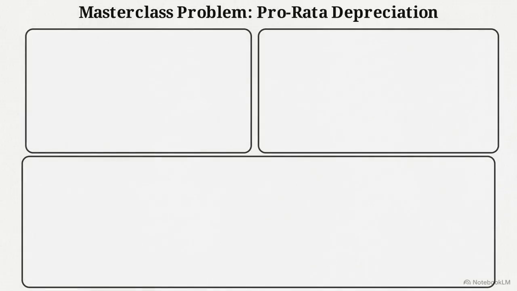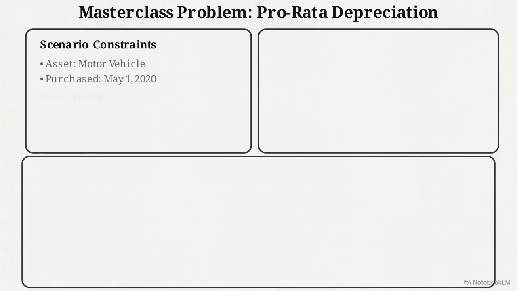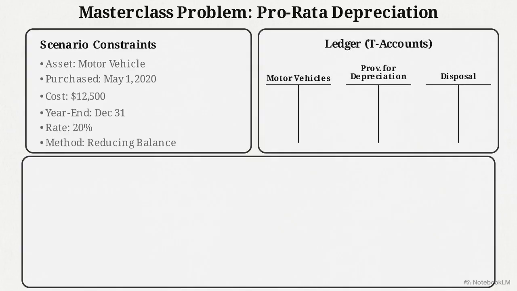Let's put this into practice with a specific scenario. We're looking at a business that purchased a motor vehicle on May 1st, 2020 for $12,500. Their financial year ends on December 31st, and they use a 20% depreciation rate under the reducing balance method.